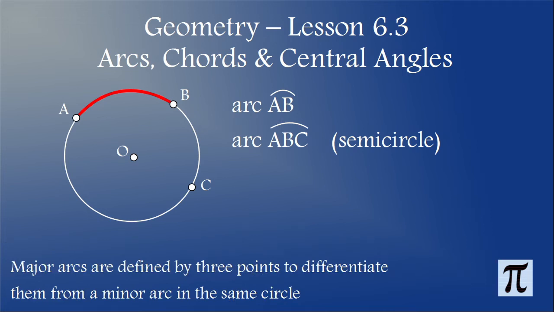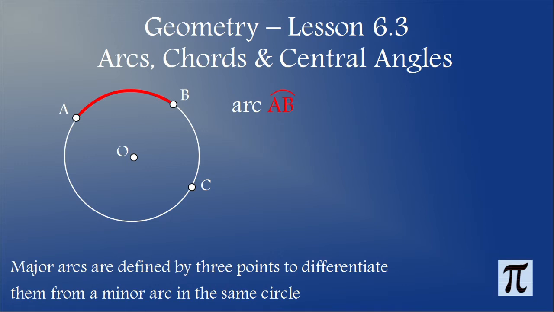Major arcs must be defined by 3 points to differentiate them from a minor arc in the same circle. For example, we can use 2 letters here because we're talking about a minor arc. We would need to use 3 letters to differentiate from the major arc, ACB, in that order going around the circle.